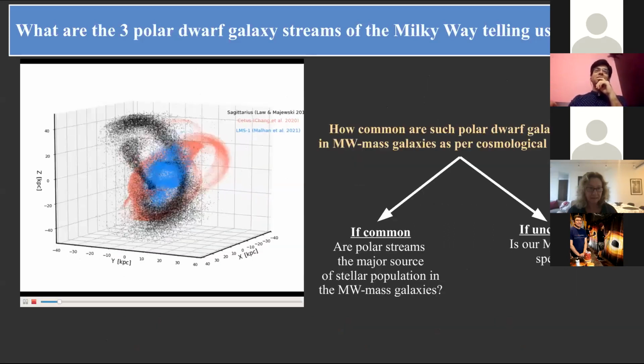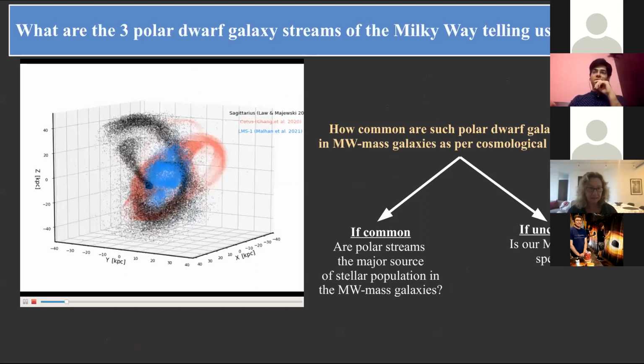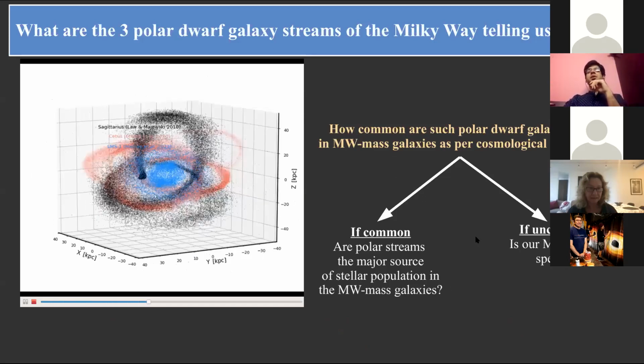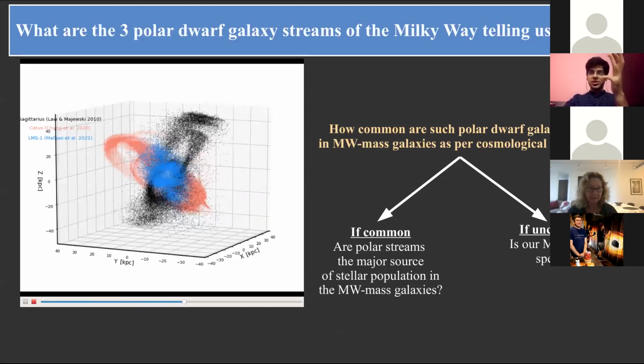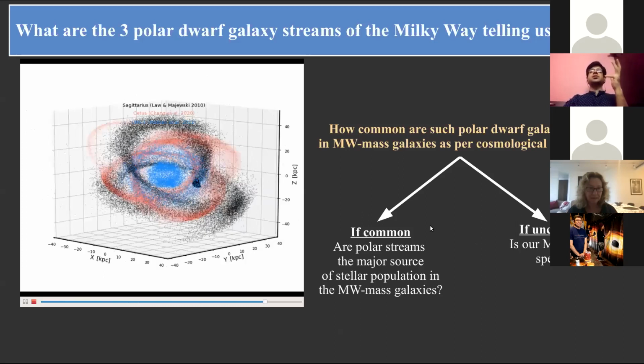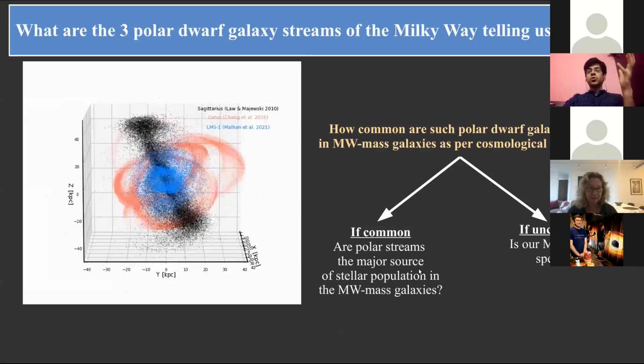The next question that we can ask, based on the observations of these three dwarf galaxy streams, is how common are such polar dwarf galaxy streams in Milky Way mass galaxies as per cosmological simulations? The motivation behind this question is that if such polar dwarf galaxy streams are common, then are polar streams really the major source of stellar population in Milky Way mass galaxies? Note that having three dwarf galaxies in a quite polar configuration is a bit unique. This is something that at least I personally didn't expect, that we have three or probably even a bit more polar dwarf galaxy streams in the Milky Way, and we do not really observe it in other galaxies as well.